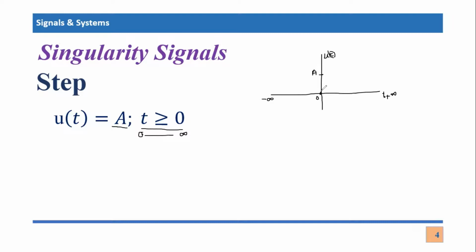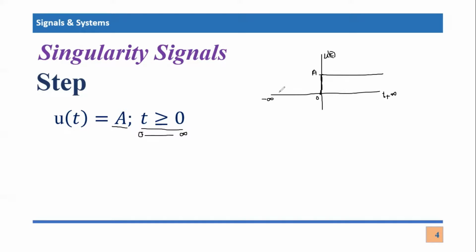Its value becomes equal to A when time reaches 0, and later, whatever the value of time, whether it is 1, 2, 2.1, 100 or 1000, its value remains equal to A. That is what the graphical representation looks like for a step signal. Why is it called a step? Because it has only one value, just a step.